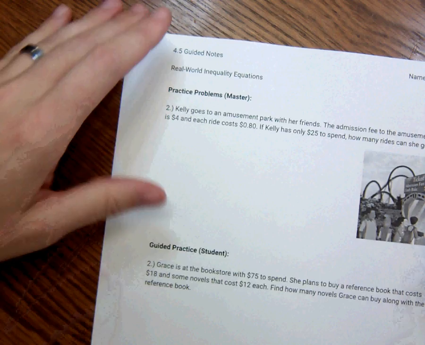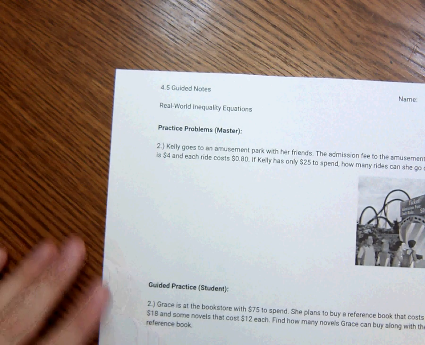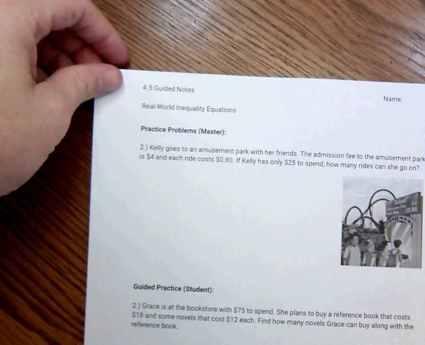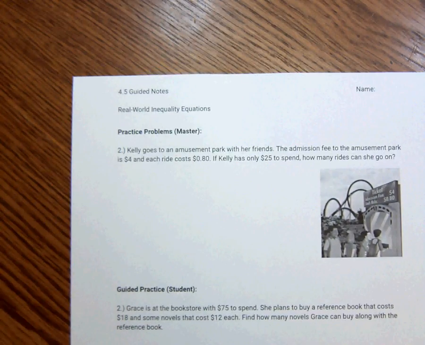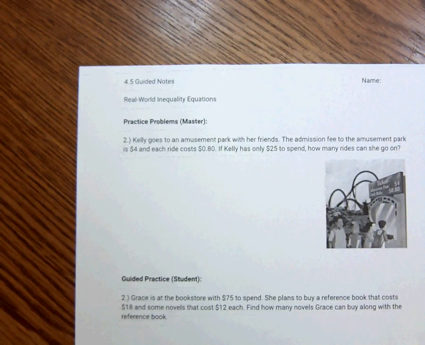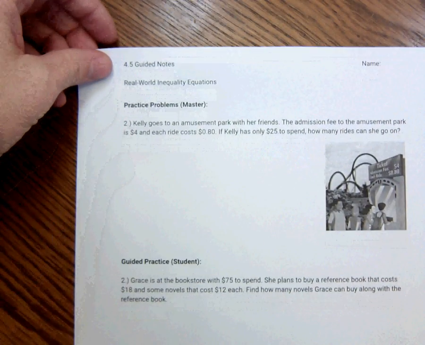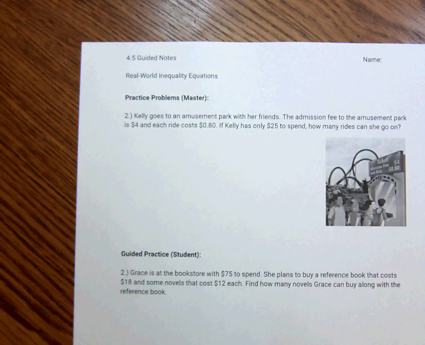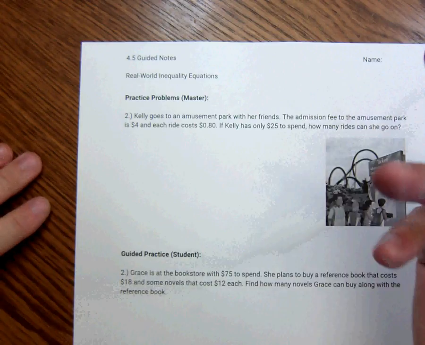Alright, Kelly goes to an amusement park. The admission fee to the amusement park is $4. She needs $4 to get in. Once she's inside, she can ride a bunch of rides, but each one of them costs 80 cents, or $0.8. If Kelly only has $25, how many rides can she ride? So Kelly can't spend more than 25, because if she does, she is broke. And you can't spend money you don't have, unless it's on a credit card, and that's not smart. So Kelly has $25.